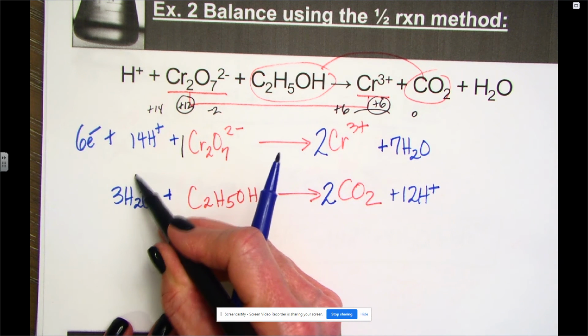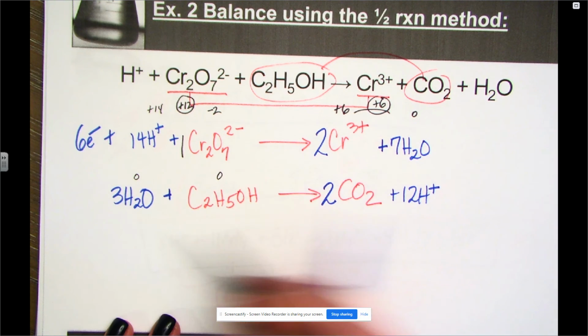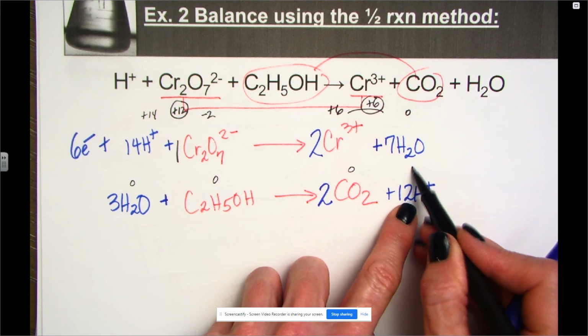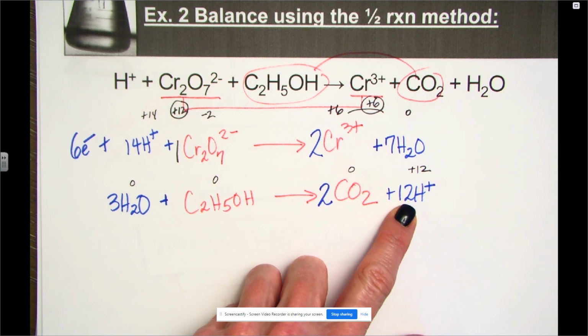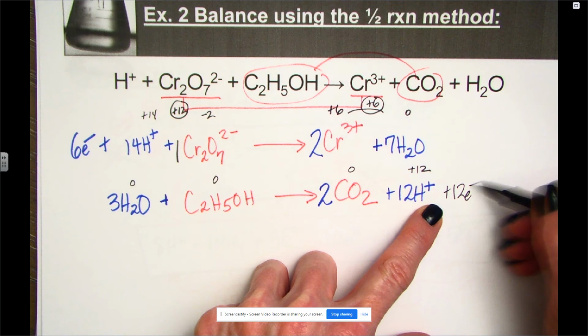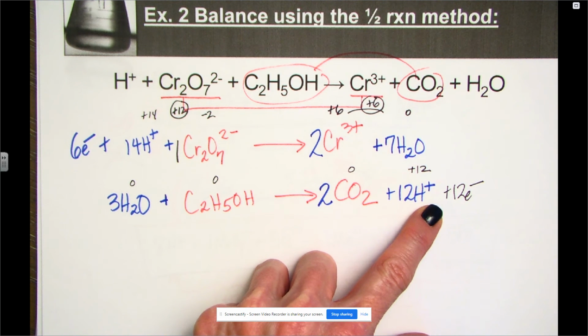So this is neutral. This is neutral. So on this side, there's an overall net charge of 0. This is neutral. This is a plus 12. So remember, you always add electrons to the most positive side. I need to add 12 electrons to this side. That's going to balance my charge in the second half reaction.